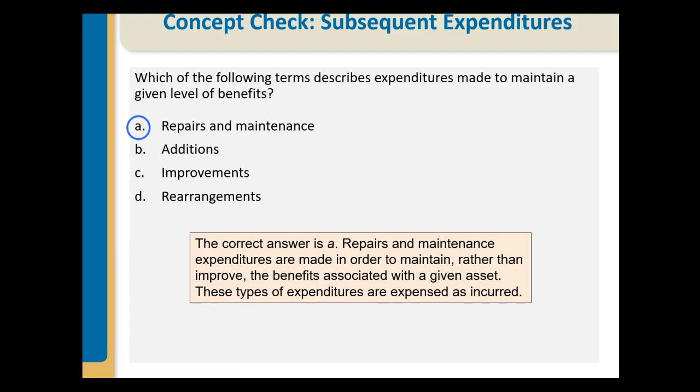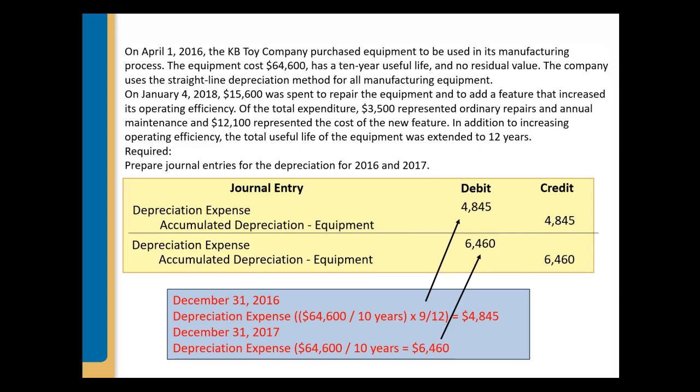So let's take a look now at problem 11.4. On April 1st of 2016, the KB Toy Company purchased equipment to be used in its manufacturing process. The equipment cost $64,600, has a 10-year useful life, and no residual value. The company uses the straight-line depreciation method for all its manufacturing equipment.